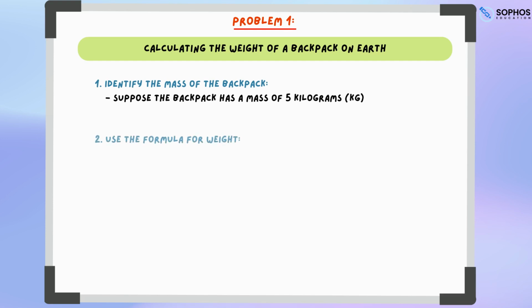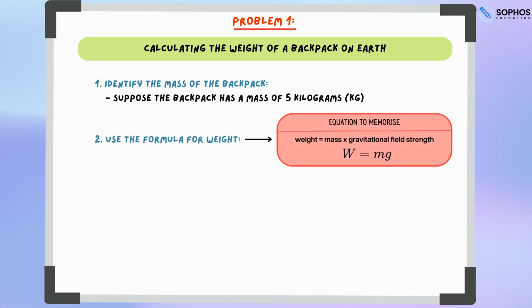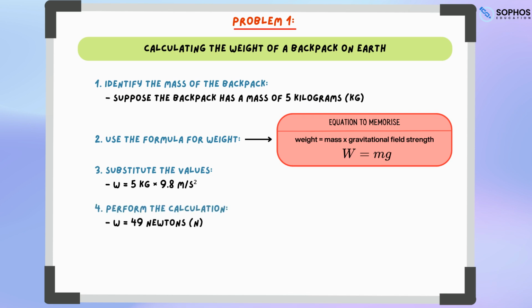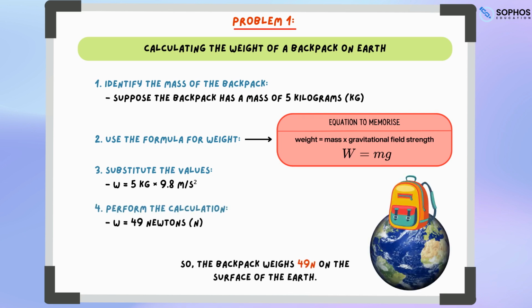Next, use the formula for weight. Weight equals mass times gravitational acceleration. Then substitute the values. Weight equals 5 kilograms multiplied by 9.8 meters per second squared. This gives us 49 newtons. So the backpack weighs 49 newtons on the surface of the Earth.